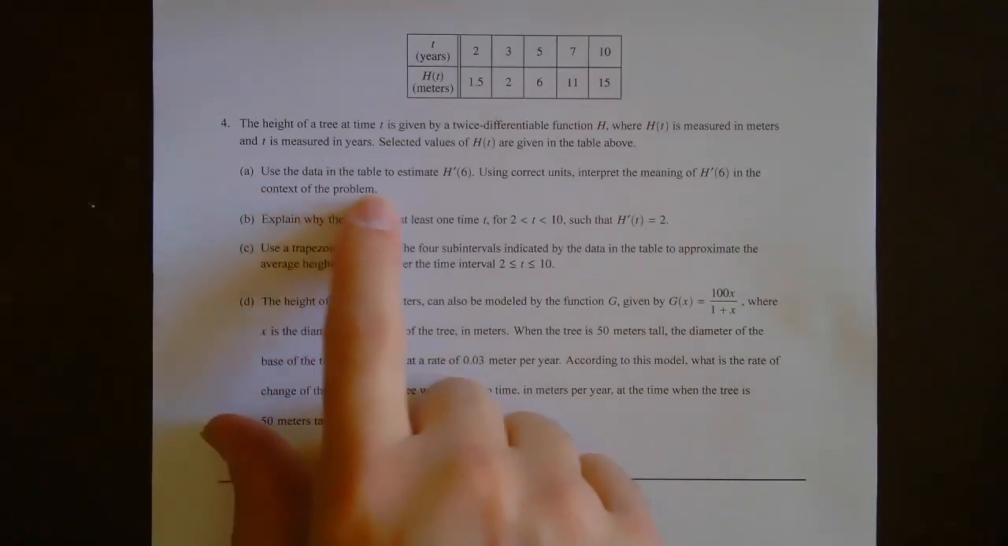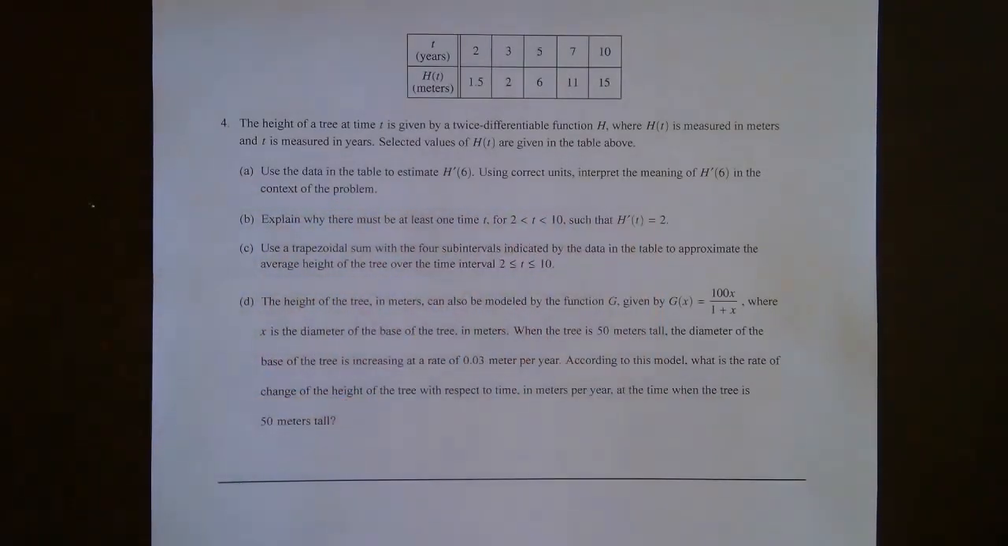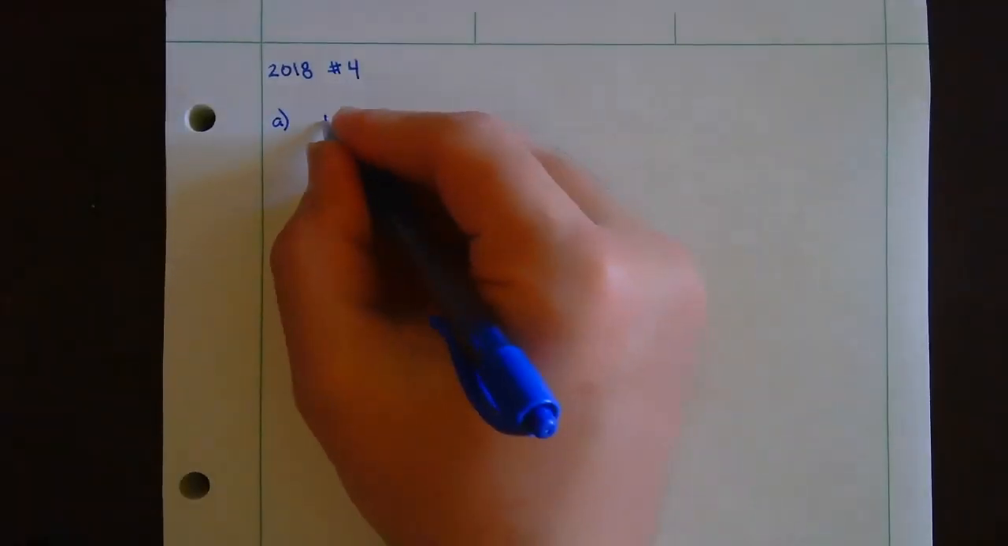It says use the data in the table to estimate h prime of 6. Using correct units, interpret the meaning of h prime of 6 in the context of this problem. Okay. So to find h prime of 6, okay, so we're not given the actual function, so we can't take the derivative. So we have to use an average rate of change to estimate this, okay? So we'll do that in part A. So we'll go to our paper and do that.